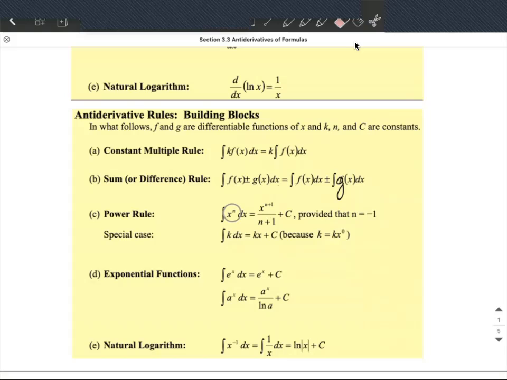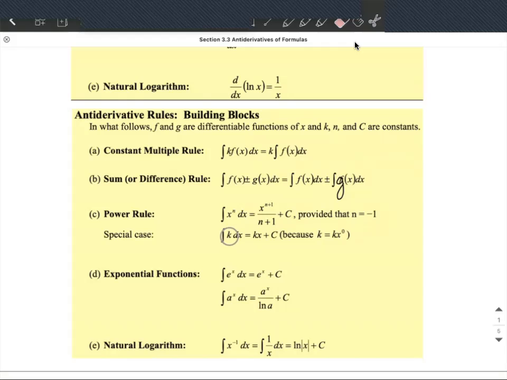We have a power rule. As opposed to the derivative rule for powers, where you bring the exponent down and reduce it by 1, we kind of reverse those orders. What we do is we increase the exponent by 1 and then divide by our new exponent. At the end here, we put a plus c to represent any constant that can be added to this as part of the antiderivative. Now this works for any power except for n equals -1. We're going to talk about that in a second.